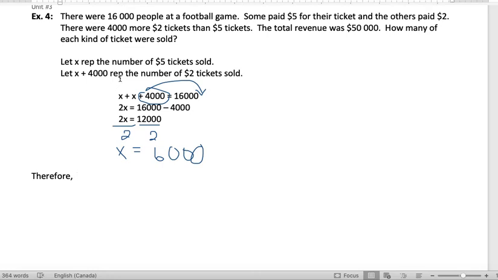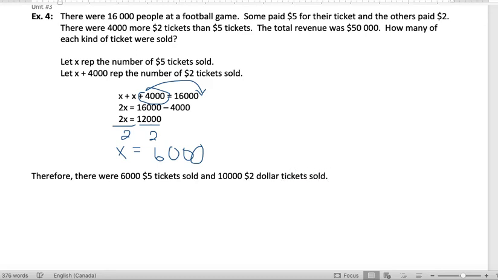Well, we said X represented the number of $5 tickets sold. So this X means that there were 6,000 $5 tickets sold. And if we know that X is 6,000 and that represents the $5 tickets, the $2 tickets are X plus 4,000. So we're going to add 6,000 to 4,000 and get 10,000. So we know that there are 10,000 $2 tickets sold.